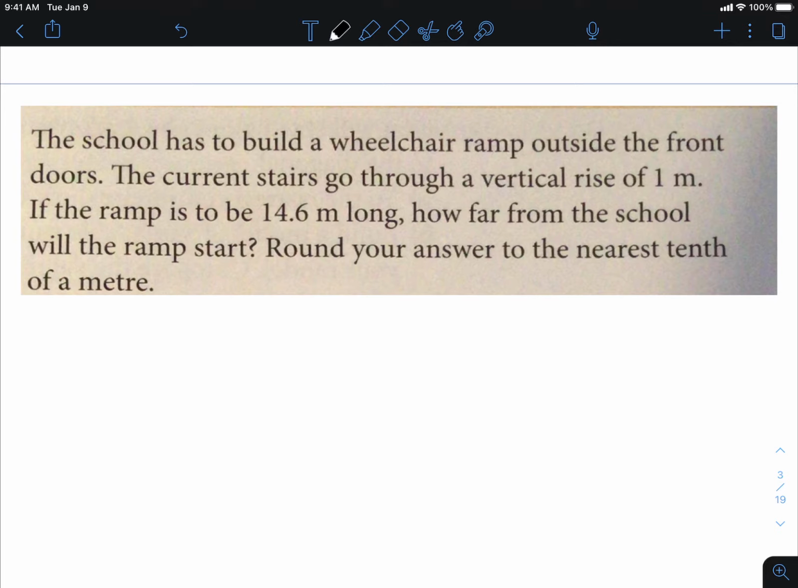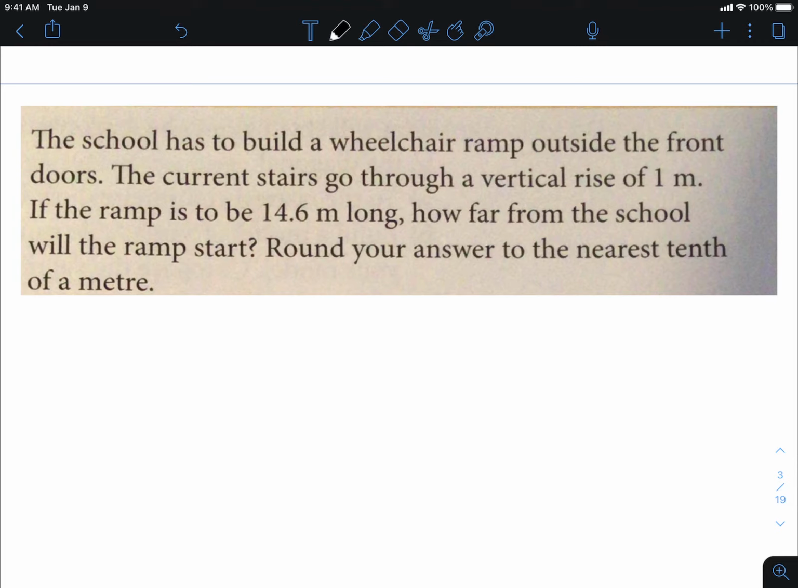Of a picture, right? So the school has to build a wheelchair ramp outside the front doors. The current stairs go through a vertical rise of 1 meter. If the ramp has to be 14.6 meters long, how far from the school will the ramp start? So there's a lot of information in there, but if you dissect it one stage at a time, right?